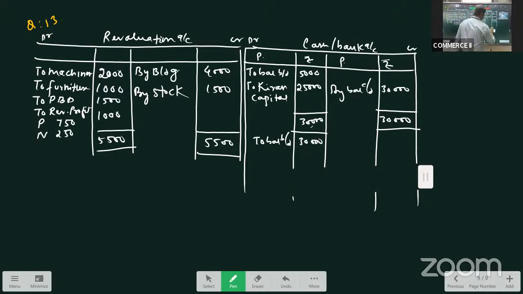Clear? Good. What is the next one? Tell me what is the next one? The next one is goodwill account.